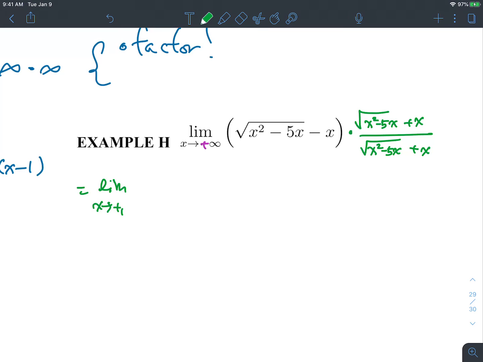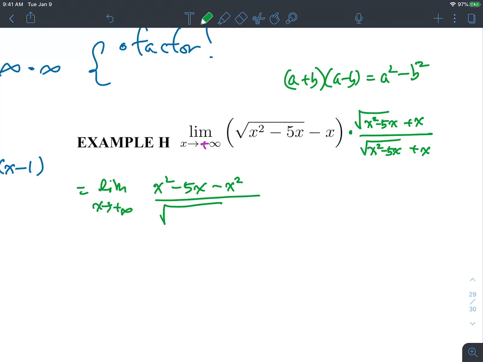X goes to positive infinity. Well, this times this gives you, in case you forgot, if you multiply by the conjugate, you square the first and subtract the square of the second, isn't it? So when you square these two, you get rid of the square root. So you end up with x squared minus 5x, and then you multiply that together, you get negative 5x. We're done. And the denominator is just this. Oh, these two cancel.